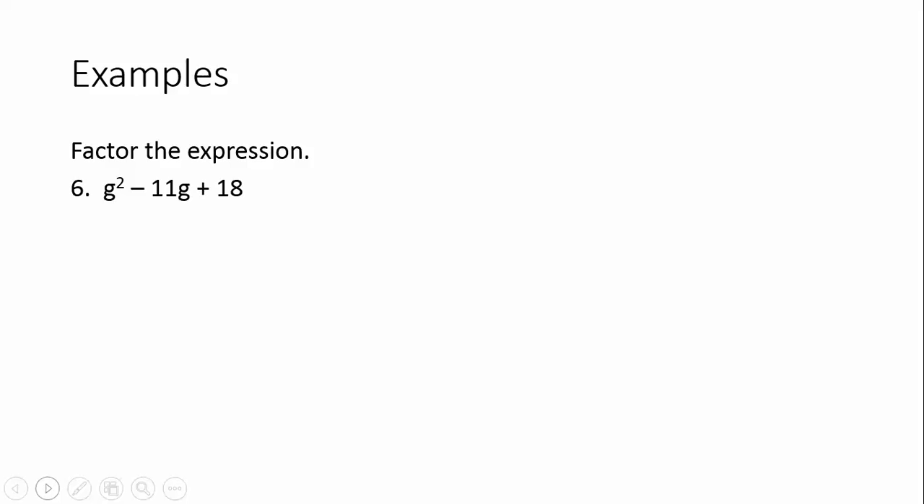Example 6, we have g squared minus 11g plus 18. So again, now I'm splitting it up into two smaller binomials. I'm putting g's in the front automatically. G squared factored is g times g. I'm looking for factors of 18 that are going to give me 11. Well, that's 1 and 18, 2 and 9, 3 and 6.